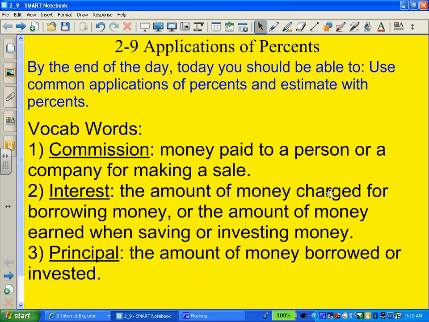Then we also have interest, which is the amount of money charged for borrowing money or the amount of money you earn when you're saving money. This has to do with your bank. Your parents probably know a lot about interest. And then principal is how much money you borrow or invest. So that's the original amount that you start out with before you start earning interest.